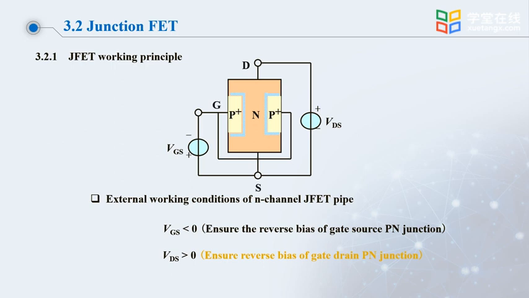What are the benefits of this? The grid source voltage being less than 0 ensures that the PN junction between the grid and the source is in a reverse bias state. Since the drain potential is higher, it also guarantees that the PN junction between the grid and the drain is in a reverse bias state.